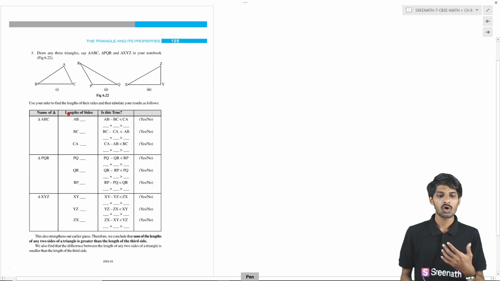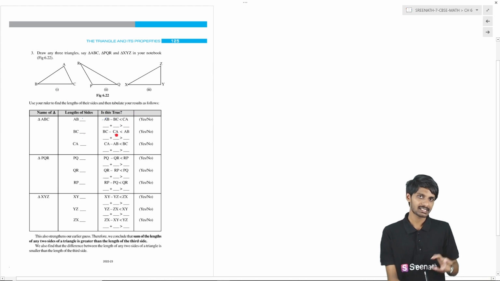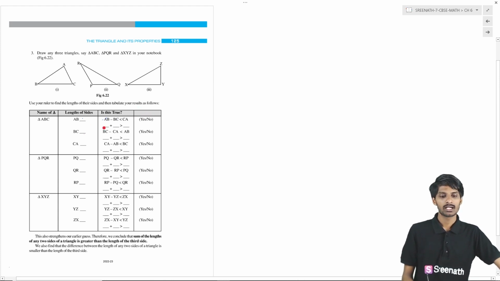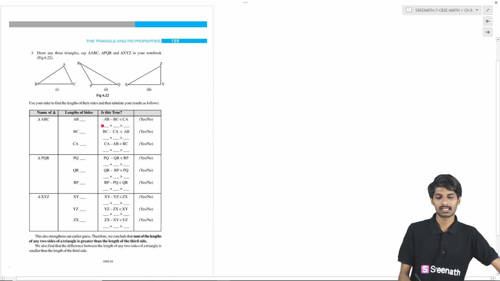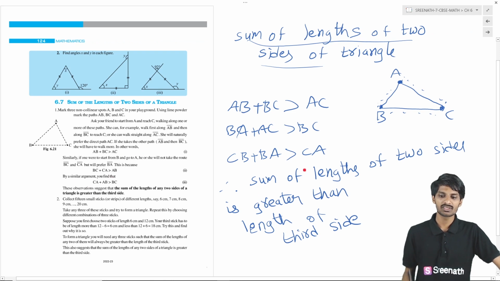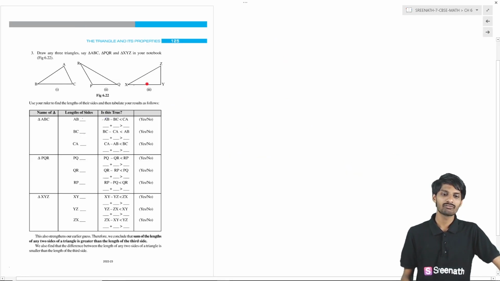And another thing is, now you have to subtract the lengths. So you find out AB, BC, CA, all these lengths. Now you have to subtract the lengths of two sides. What you will observe is that when you subtract the lengths of two sides, the third length is greater than the difference of the two lengths. If it is true, you mark yes. If it is false, you mark no. And you add two lengths and compare with the other length. Okay students, like that. If you do like that, what is your conclusion? What I previously told, that the sum of the lengths of two sides is greater than the third side. And if you subtract the two lengths, the difference of two lengths is less than the third side.